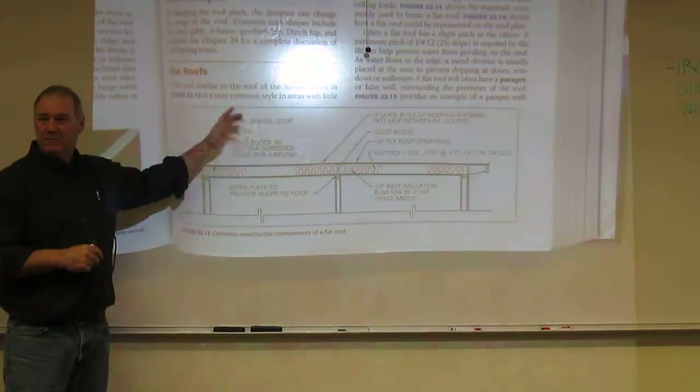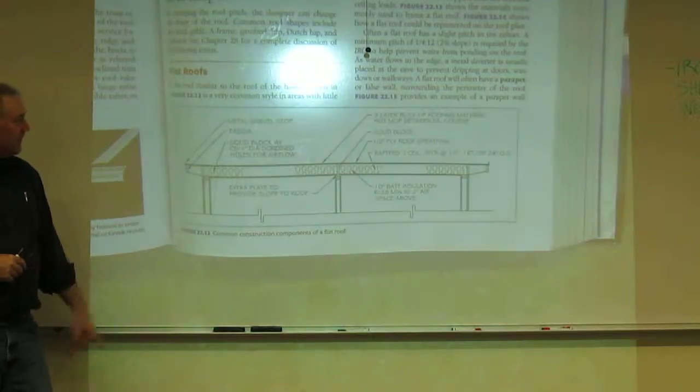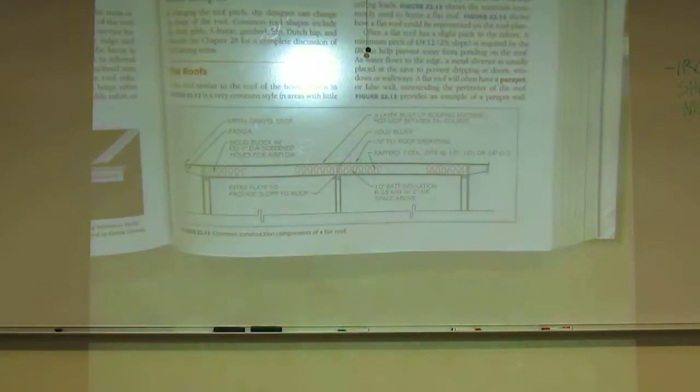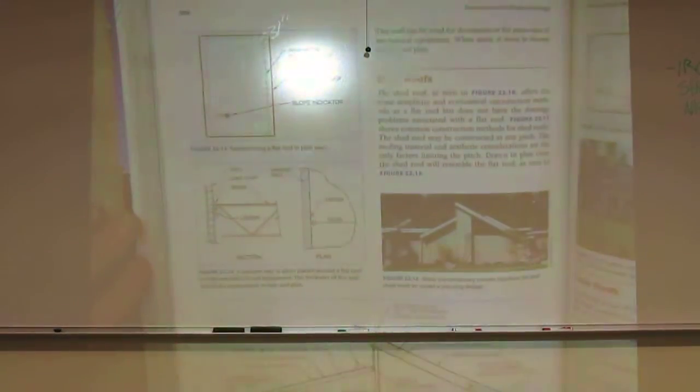Electrical can go up here, a lot of different things. So here's your cross-section view. Turn the page and we'll get the plan view. This is in figure 2214.